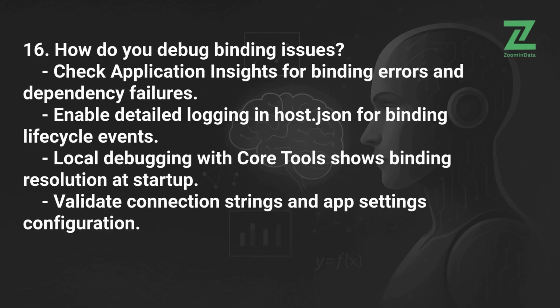16. How do you debug binding issues? Check Application Insights for binding errors and dependency failures. Enable detailed logging in host.json for binding lifecycle events. Local debugging with Core Tools shows binding resolution at startup. Validate connection strings and app settings configuration.